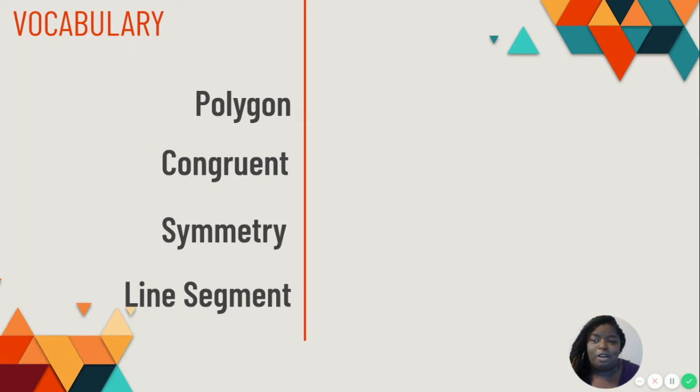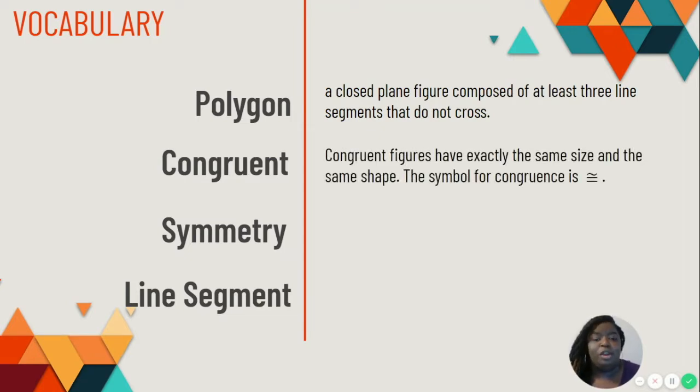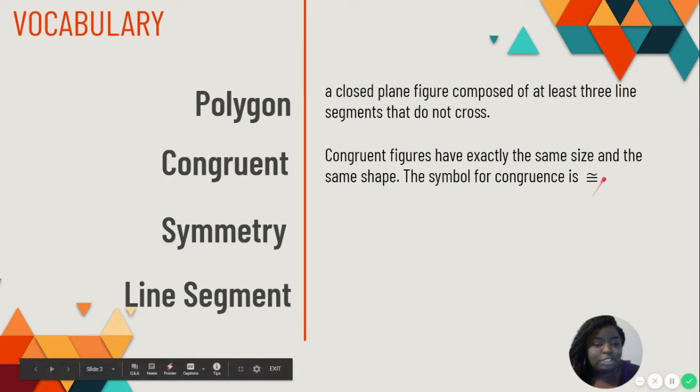Before we get started, we want to go over some vocabulary. The vocabulary that we will be going over this week is polygon, congruent, symmetry, and line segment. A polygon is a closed figure composed of at least 3 line segments that do not cross. Congruent figures have the exact same size and the same shape. And we usually use this symbol to represent congruent.